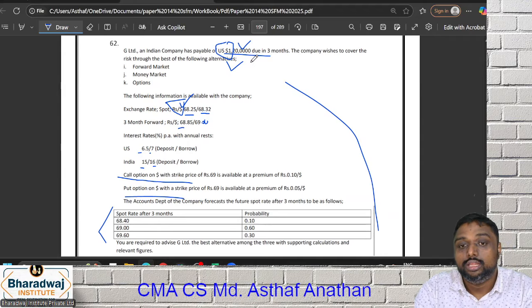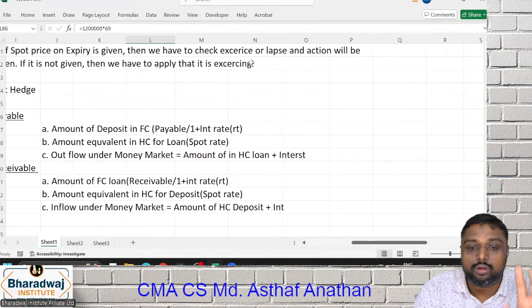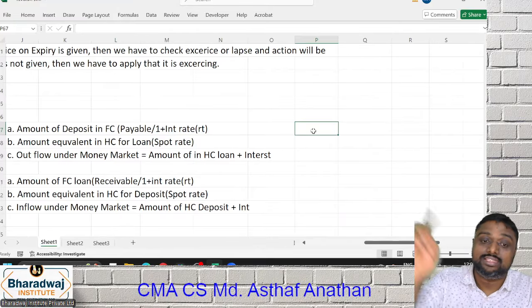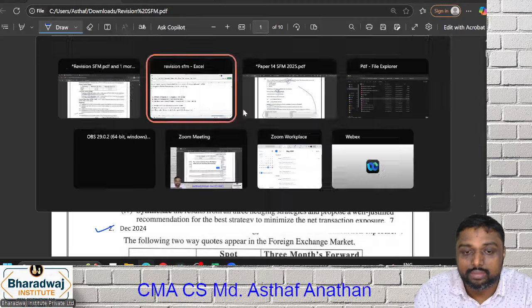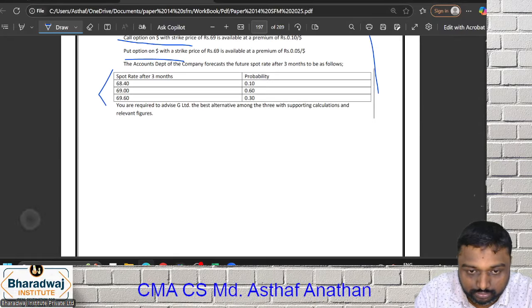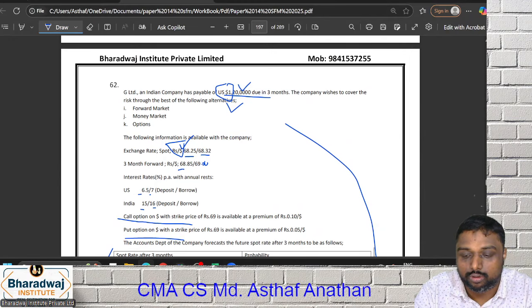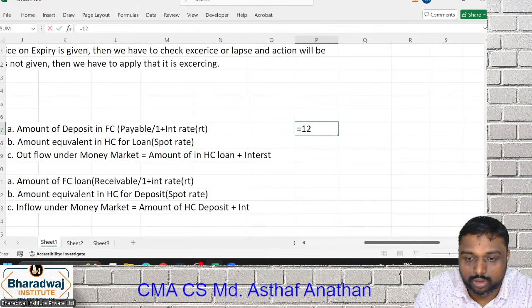You are payable. So payable, we have discussed the shortcut. What is payable? Payable is the amount of deposits. So you have to make it such a way, payable plus interest. So what is the payable? See, our payable, let's see. Let me just go through what is the payable amount. This is the payable amount. So 120.